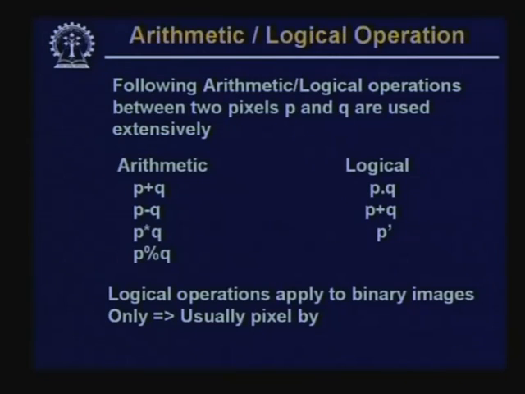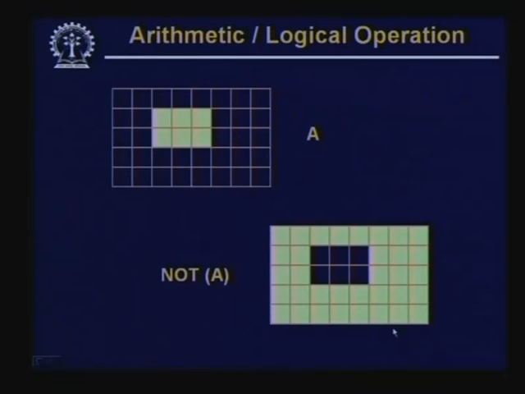Similarly, for binary images, we can have logical operations: ANDing pixel by pixel, ORing pixel by pixel, and inverting pixel by pixel. So, these are the different arithmetic operations on gray level images, and logical operations on binary images. Here is an example: I have a binary image A, where all the pixels with value 1 are shown in green color, and the pixels with value 0 are shown in black color.